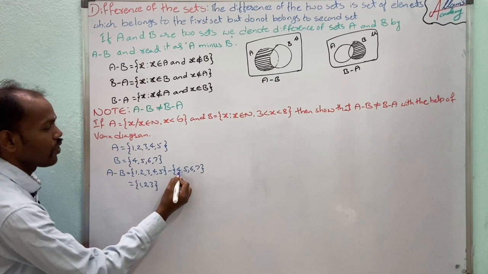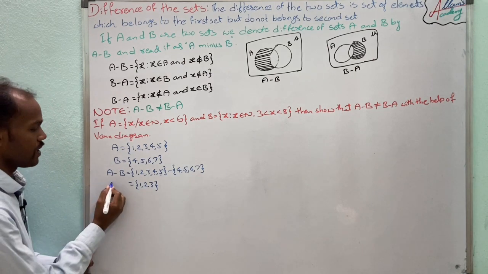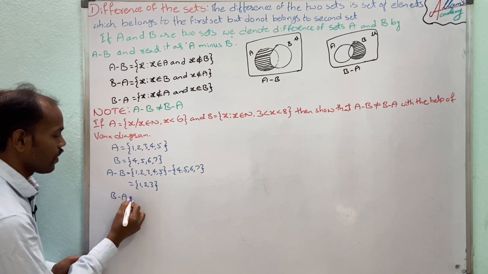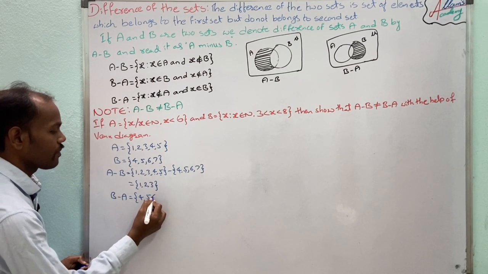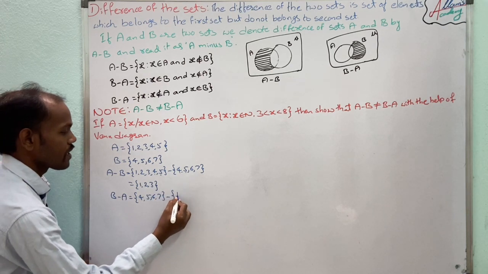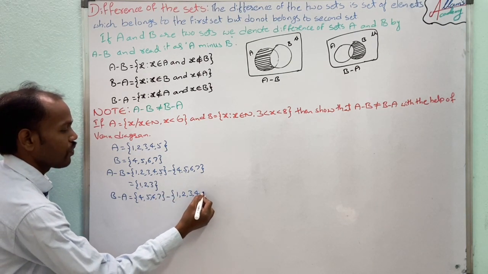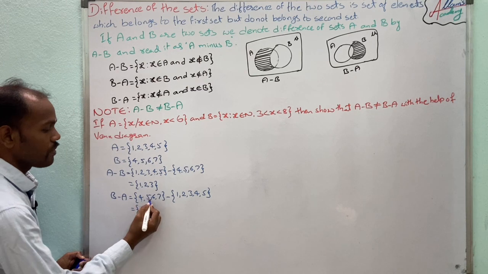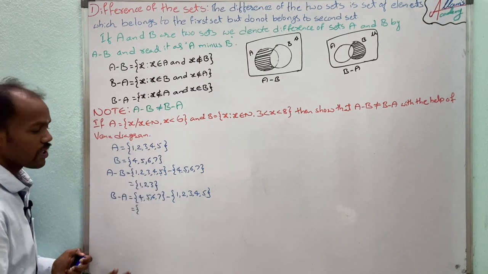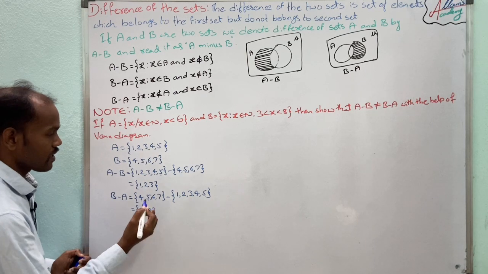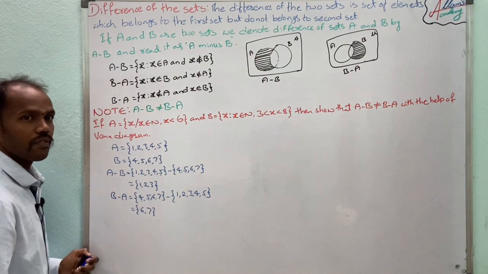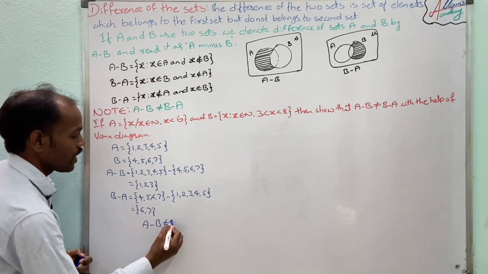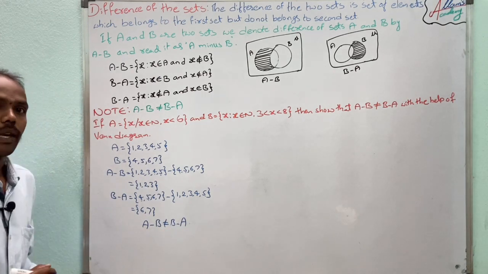Why? Because here 4 and 5 are the common elements in both sets, so they will be neglected. Now B minus A: we find 4, 5, 6, 7 minus 1, 2, 3, 4, 5. Now here the common elements 4 and 5 are neglected. In the first set the remaining elements are 6, 7. So B minus A is the set with the elements 6, 7. Now we observed both answers, we can conclude that A minus B is not equal to B minus A.